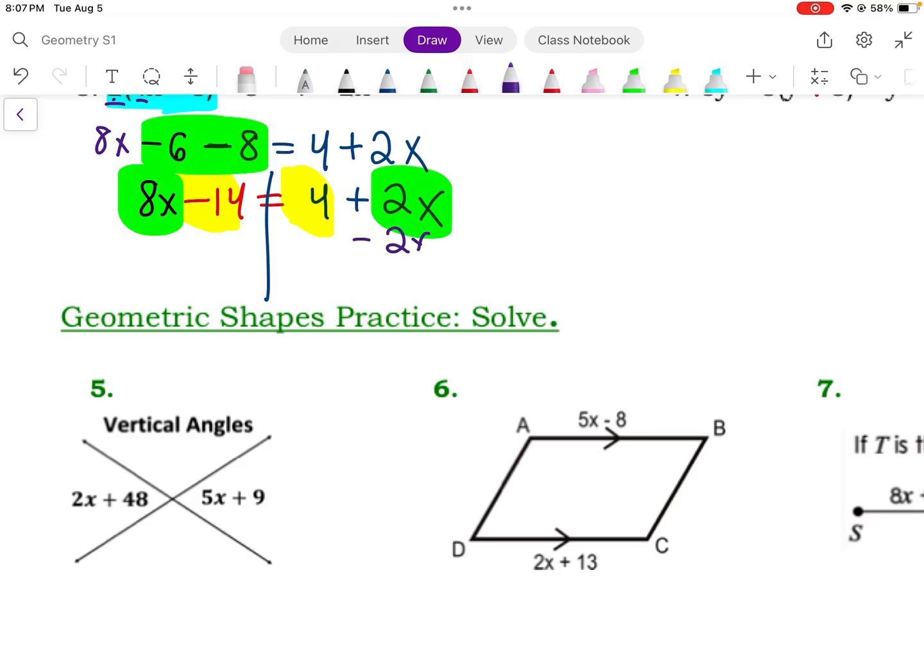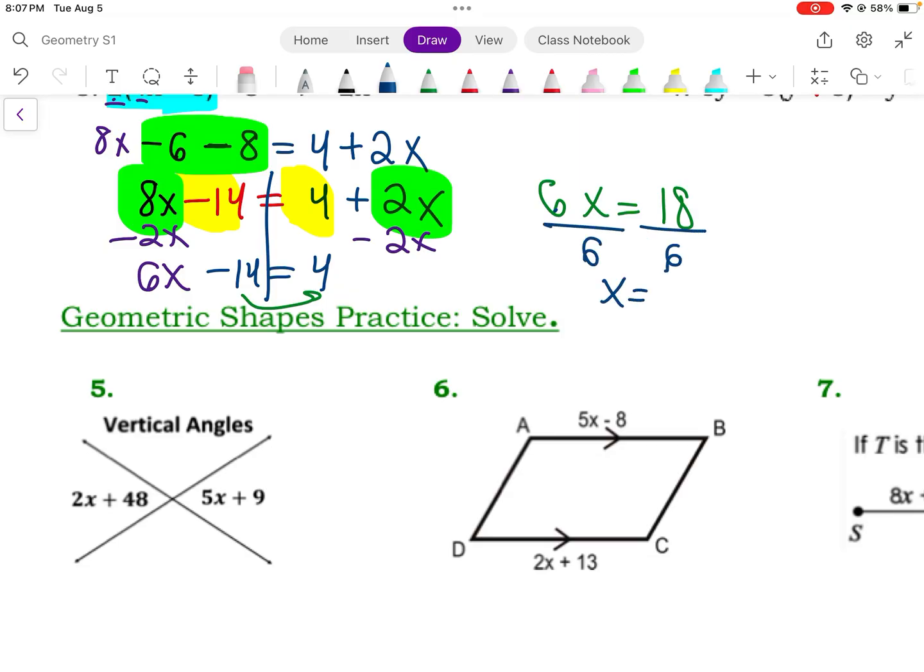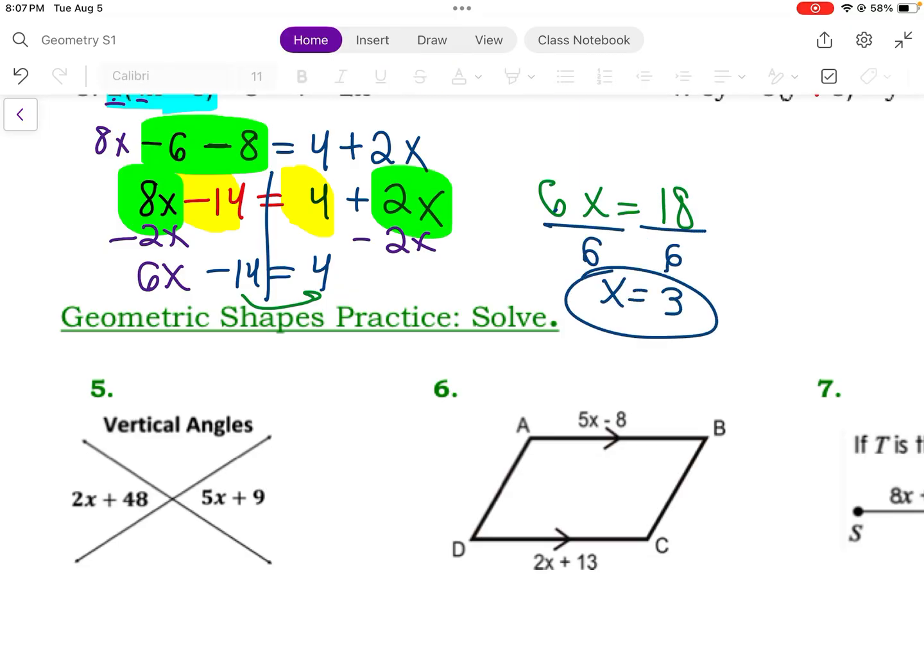Okay, so if you want to kick it old school, that's totally fine. I'm going to subtract 2x to both sides, which is 6x. Bring down the -14 and the 4. And I'm going to add 14 to the other side by doing the opposite, which gives me 18. What's last? How do I get that 6 away? Divide by 6 to both sides, and x equals 3.